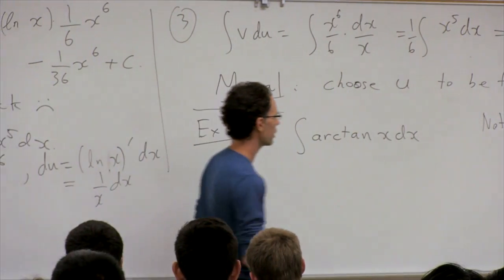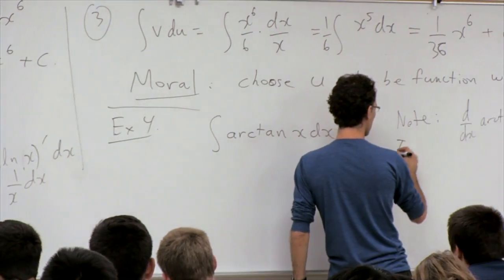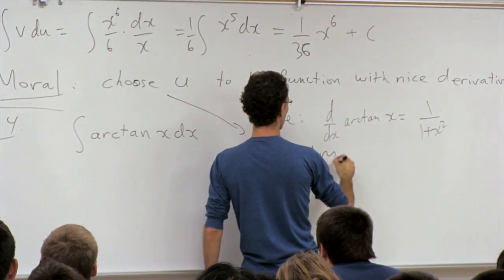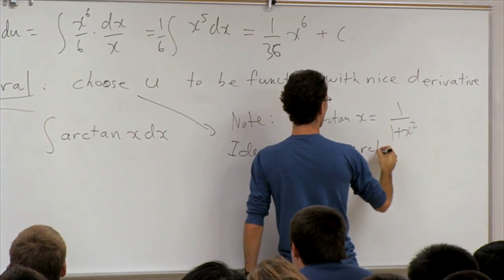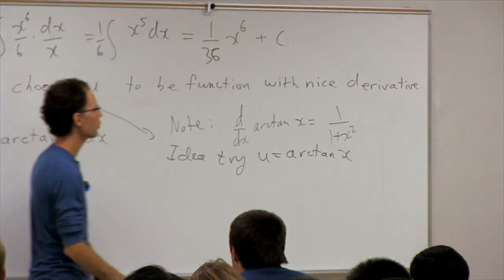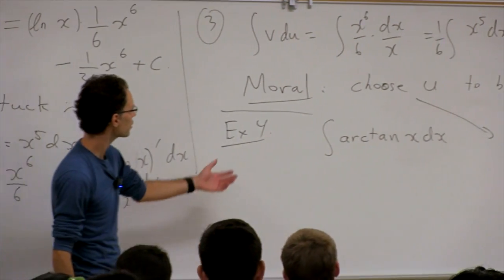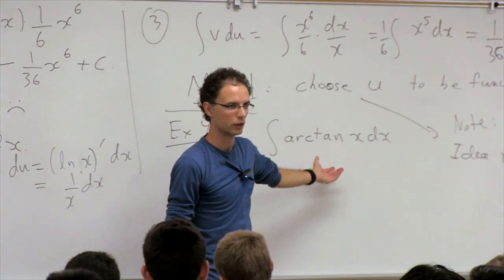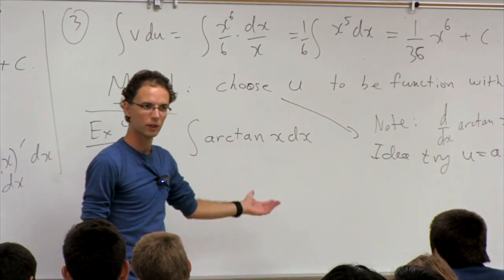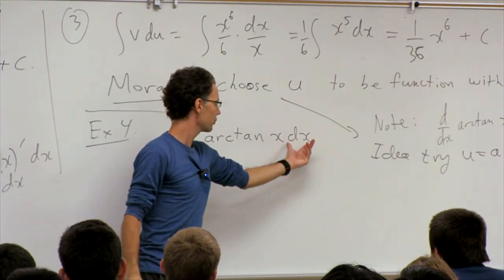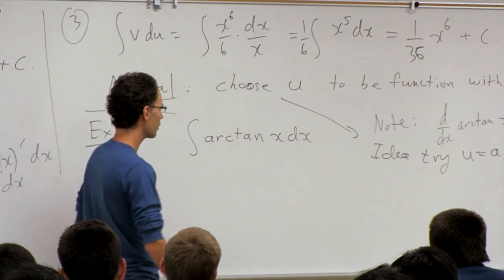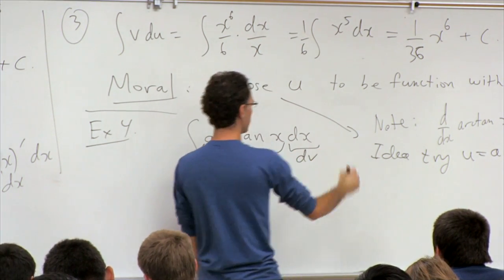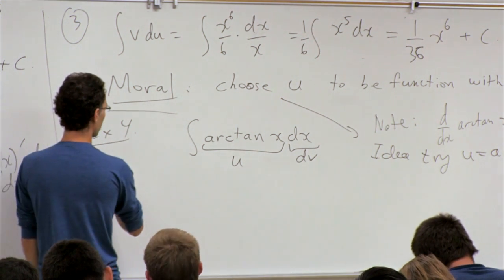So let's use that. The idea here, or this moral, is try u to be arctan x with integration by parts. Because initially you look at this integral and say, I don't see two functions to choose for my integration by parts. I only see one function. I only see arctan. Right? Well, where's my second one? It's just the 1 dx. Yeah, there you go. So let's let this be u, this be dv, and the result is quite nice.